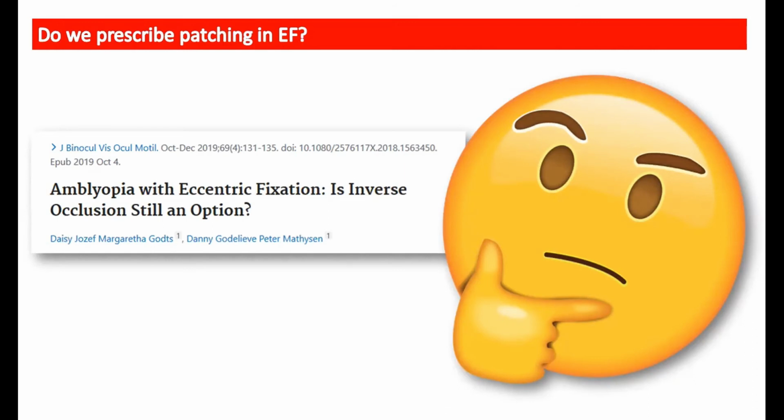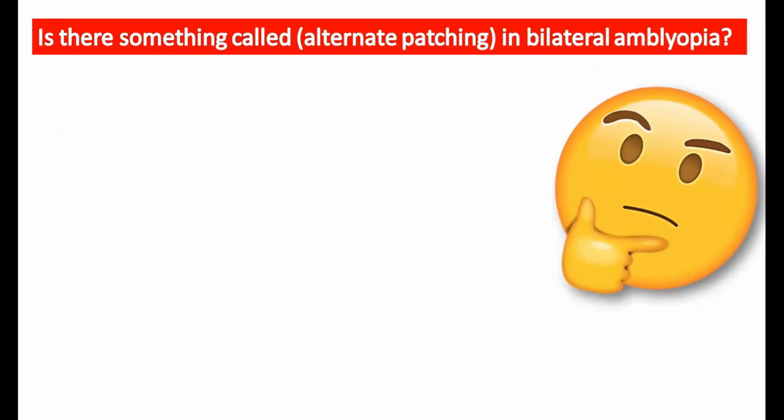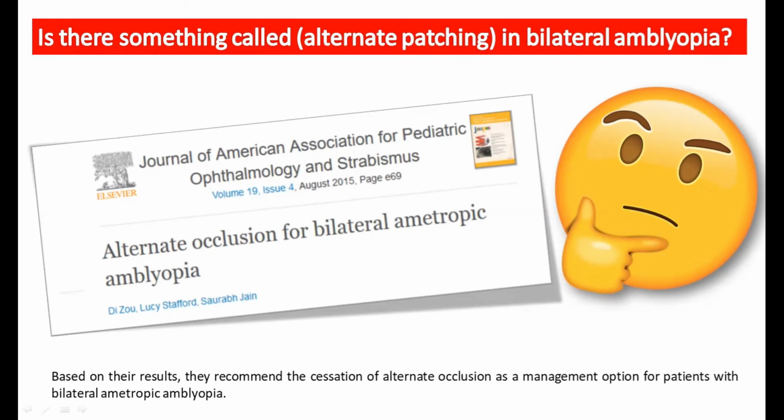So you try to make the mind or the brain forget this eccentric fixation by occluding the amblyopic eye for a while. So back to your question, if we have a symmetrical amblyopia and symmetrical visual acuity, can we do alternate patching? Actually, there is a study published in Ophthalmology, and according to the results, there is no benefit. So there is no benefit of prescribing alternate occlusion in case of symmetrical isometropic amblyopia. And again, they recommend cessation; there is no need to do alternate occlusion.